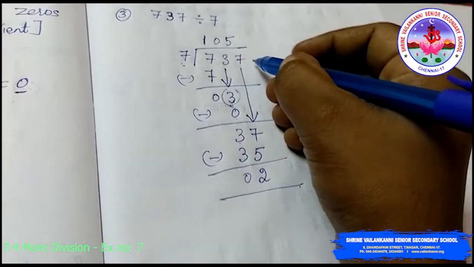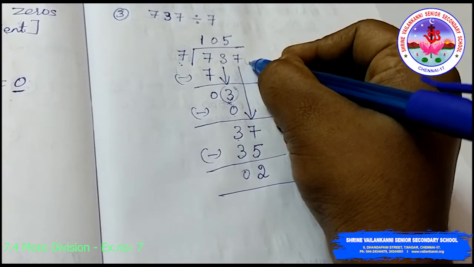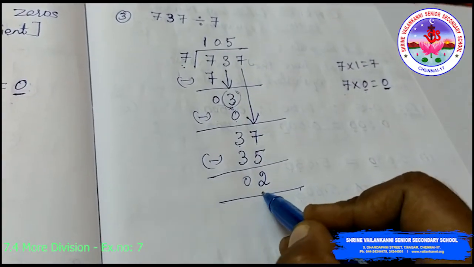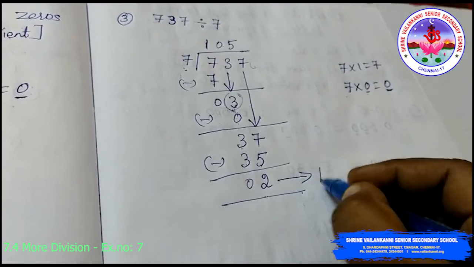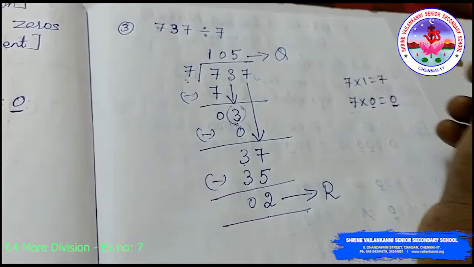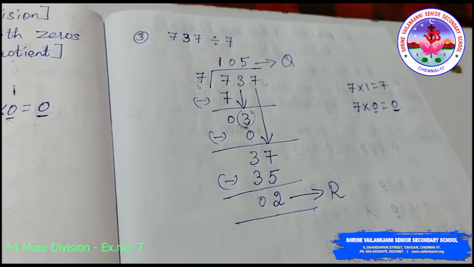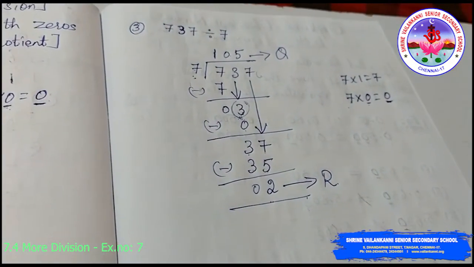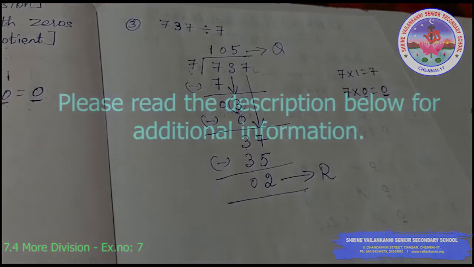Now I don't have any other value in the dividend, so I am stopping here with this division. Your remainder is 2 and your quotient is 105. Okay, I hope you have understood the division concept using this 0. Thank you, children.